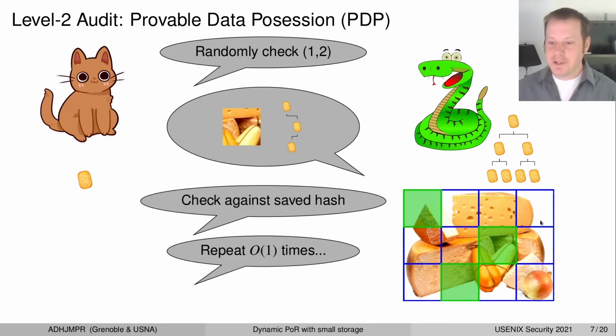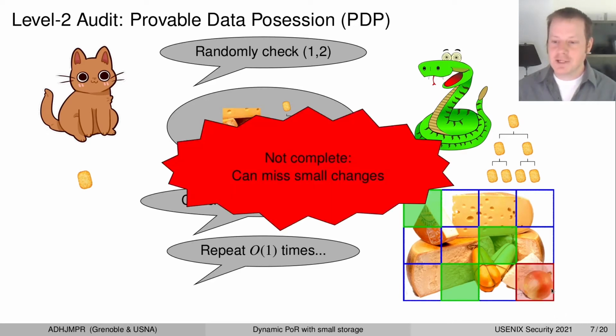So if you look at this picture, you might notice that something changed. I threw an onion in here. And so if you have a small change to the database, it's actually likely to be missed by a PDP audit. If you have a big change, if you delete a lot of the data, it's going to be found by these checks. But if you have a small change, like adding an onion, that doesn't make the client very happy, but it'll be missed.